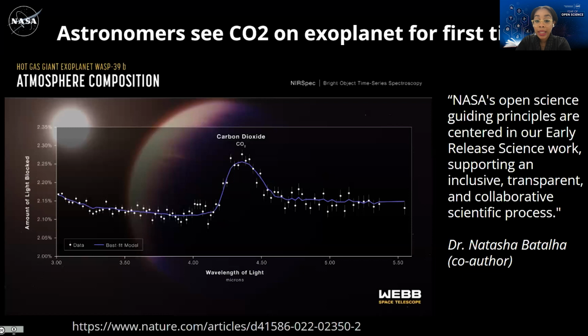This article that's linked here was immediately opened on the arXiv preprint server and then published in the Nature open access journal. I'd like to highlight the quote as well as the link that's listed here, and we can add this link in the chat. NASA's open science guiding principles are centered in our early release science work, supporting an inclusive, transparent, and collaborative scientific process. That was Dr. Natasha Batalha, who we're quoting here.